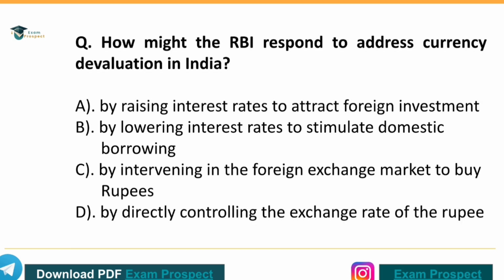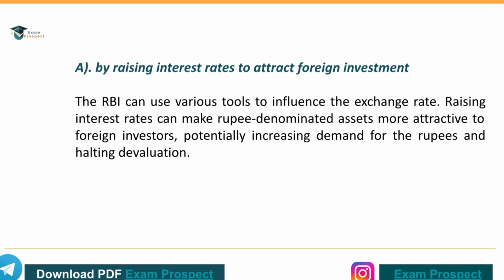Next question. How might the RBI respond to address currency devaluation in India? Correct answer is by raising interest rates to attract foreign investment. Here, the RBI can use various tools to influence the exchange rate. Raising interest rates can make rupee-denominated assets more attractive to foreign investors, potentially increasing demand for the rupee and halting devaluation.